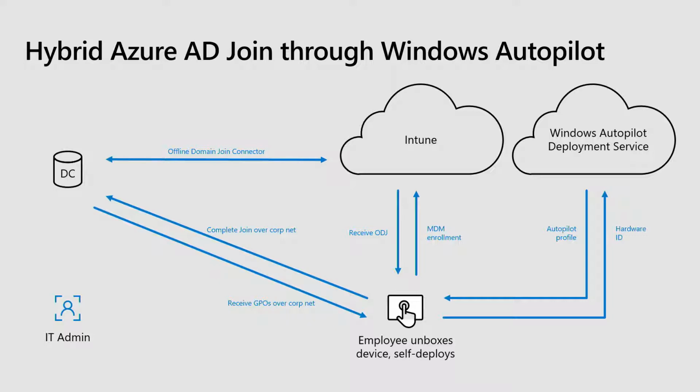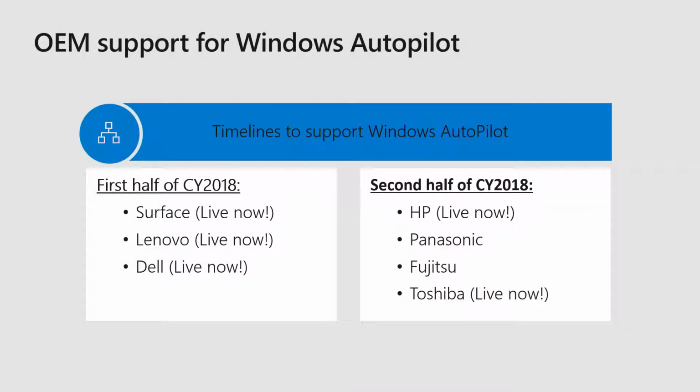That's cool, right? So here are the device vendors. They are ready for Autopilot, so you can order the devices directly from the vendor. The vendor will send you the hardware ID that you need. I'll show you in a bit what the hardware ID looks like. So Surface, Lenovo, Dell, HP, and Toshiba are ready now.